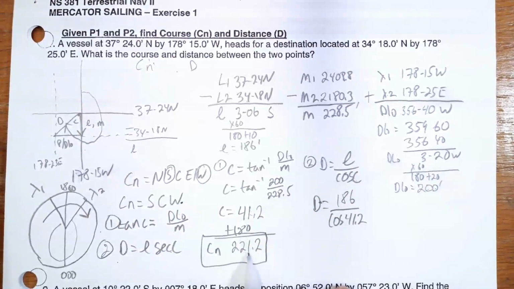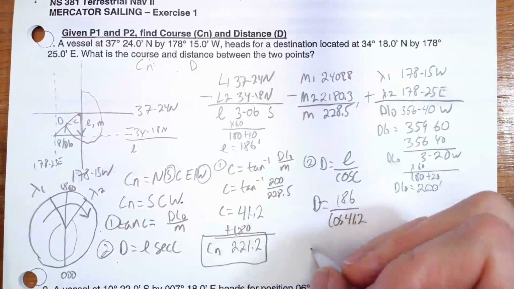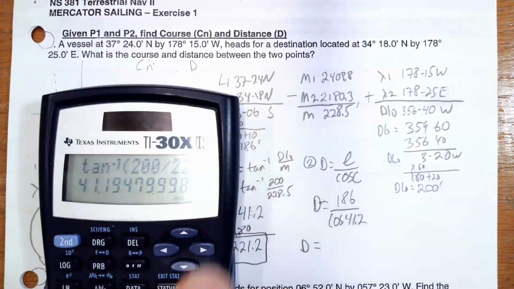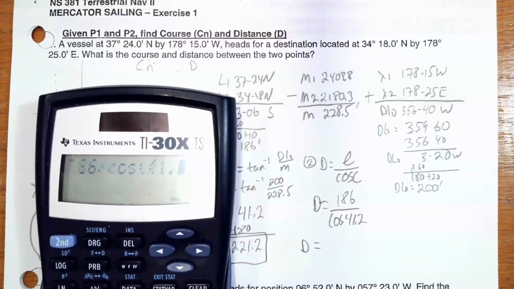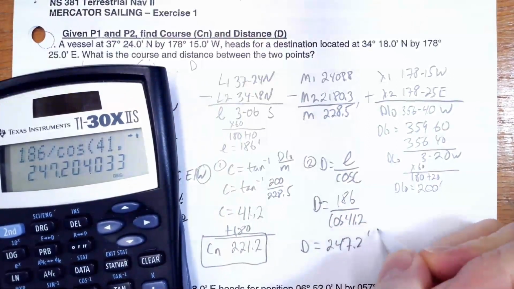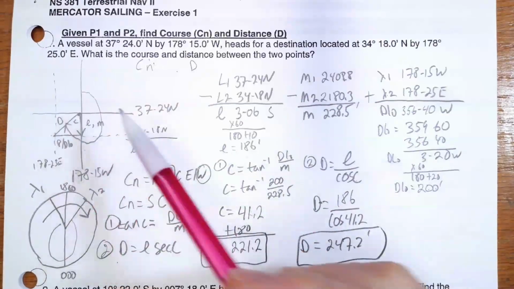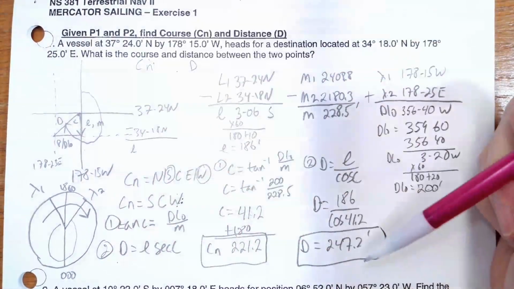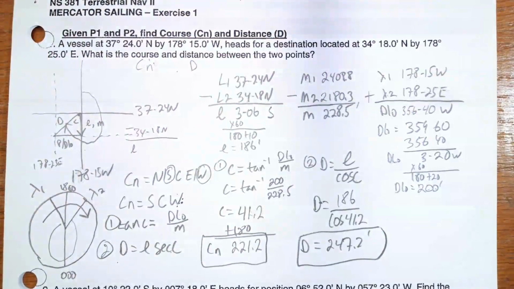If you accidentally stick in 221.2, you'll end up with a negative distance, and you can just ignore the negative, but that will cause a problem for you on great circles, so it's best to put in C. So D is going to equal 186 divided by the cosine of 41.2, and that gives me 247.2, and that is the miles, okay? So that is the miles from this point to that point. So if I steer 221 degrees and I go 247.2 miles, I shall arrive at my point of arrival.